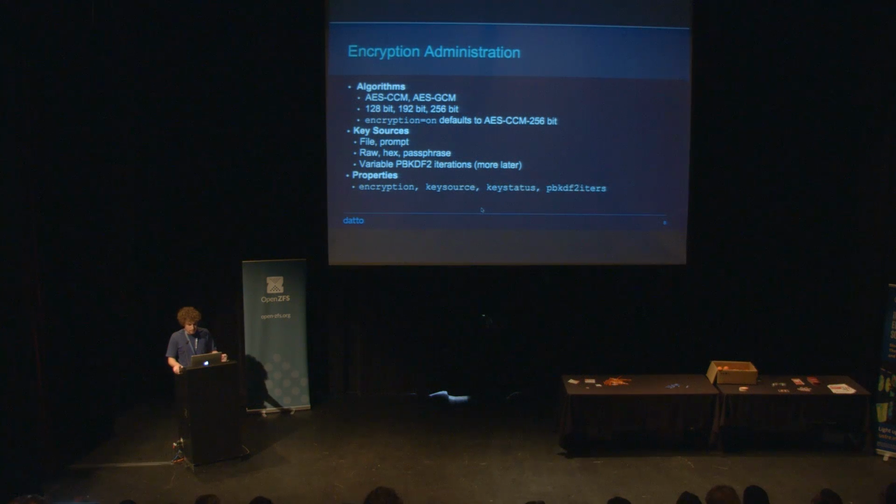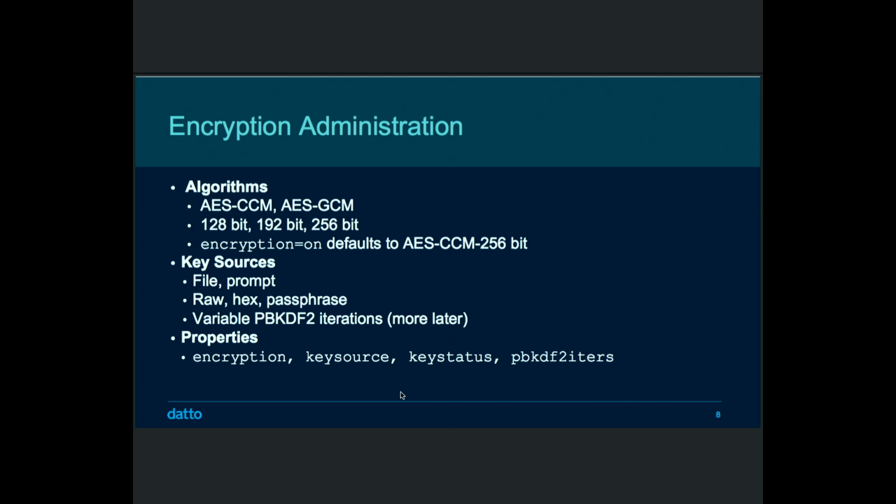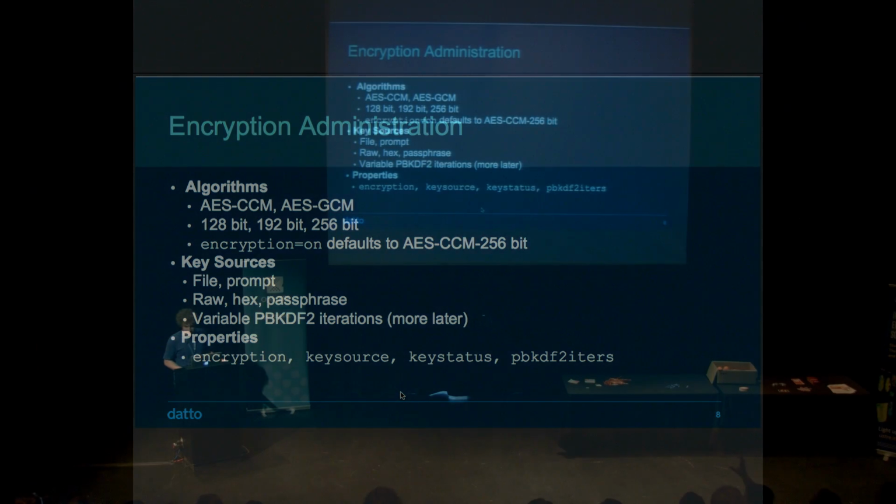There's also a file. So if you want to have your key on a separate flash drive and you plug in the flash drive, and then your data sets are mountable, you can do that too for greater automation. As far as the formats, you can give the key either in raw bits, just as it actually is, in hex, or a passphrase. If you do specify a passphrase, we're going to have variable numbers of PBKDF2 iterations, and I'll explain what PBKDF2 is, but for those of you who know encryption, that will be important. We also have these new properties, which are encryption, key source, key status, and PBKDF2 iterations, which will become self-explanatory in a minute.